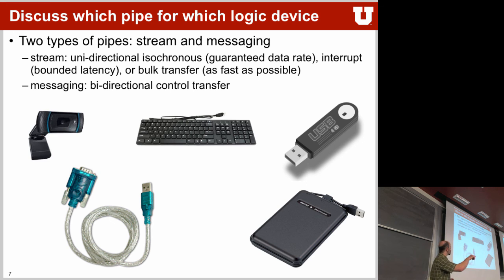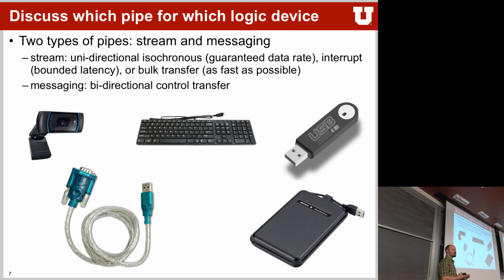What do you think does, let's start with a flash drive over here. What does it use? Messaging? Why would it use a messaging? Bidirectional control transfer. So, okay, we want to certainly read from a flash device, right? And we want to write to a flash device. How do we want these reads to happen? Slow? Fast? Bounded? Probably fast, right? That's probably the key here.